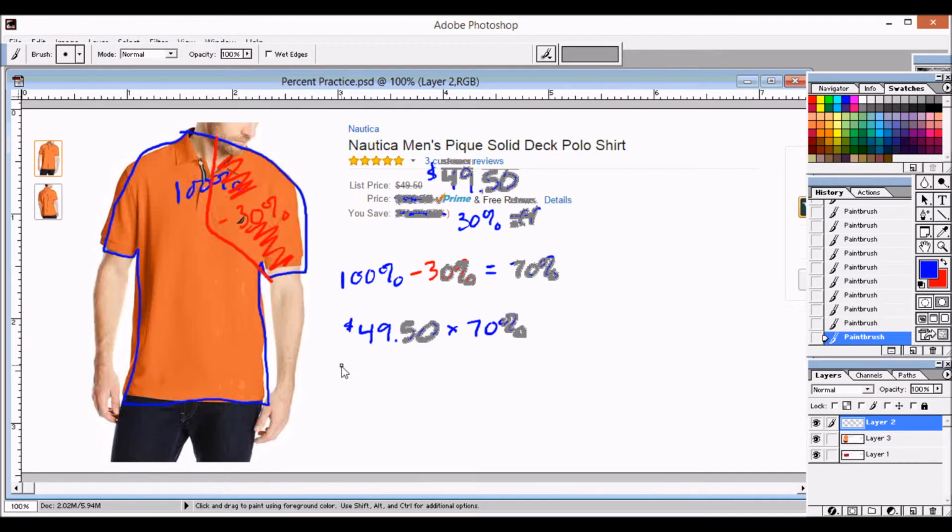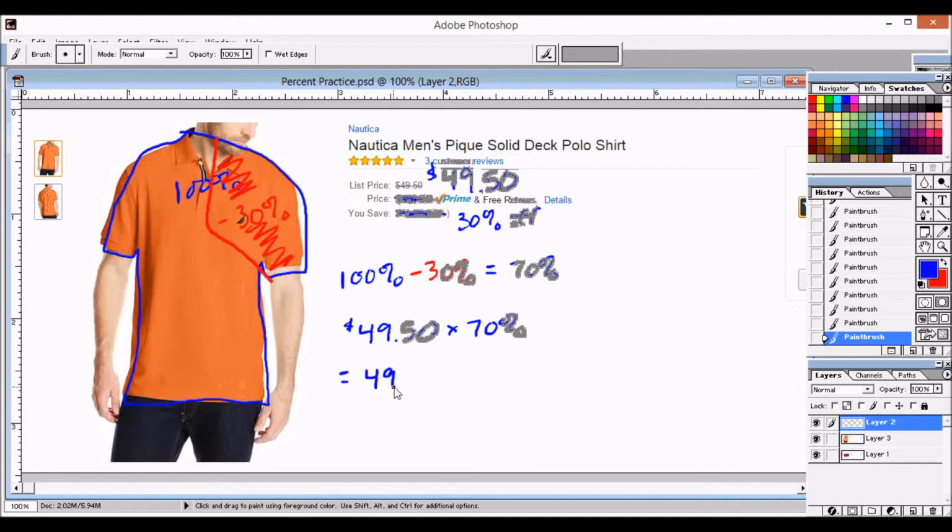Now keep in mind, we know it's multiplication rather than division. I didn't really address that in the last video, but the reason is we want the answer to go down because it's a discount off. And when we multiply by a percentage less than 100, it's going to go down. So just something to put in the back of your mind.